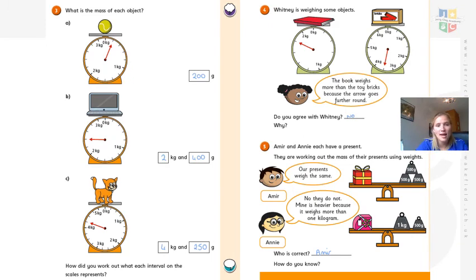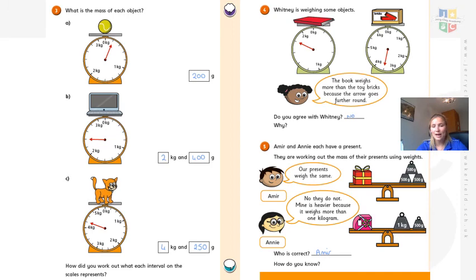Okay, for number 3, we had to say what each were worth. So again, we had to work out what each little line was worth, and we could see for the tennis ball they were going up in 200 grams, so the answer would be 200. We could see for the laptop that they were going up in 200 grams again, so the answer would be 2 kilograms and 400 grams. And for the cat at the bottom, we could see that the little lines were going up in 250 grams, so the answer would be 4 kilograms and 250 grams.